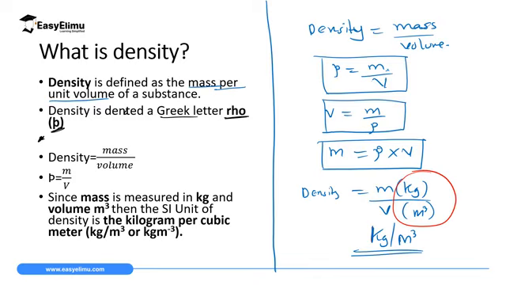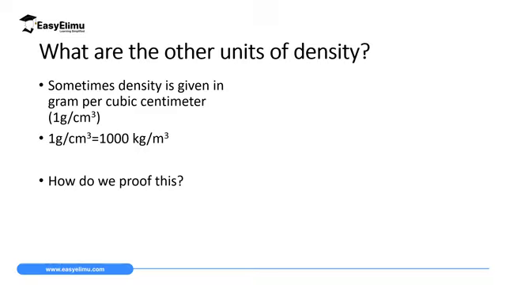So we are going to use this formula to calculate and do different questions. So be keen on it as we move forward. So what are the other units for measuring density? Density sometimes is measured in grams per cubic centimeter. And the relationship is that 1 gram per cubic centimeter is equal to 1000 kilogram per cubic meter. But how is that possible?